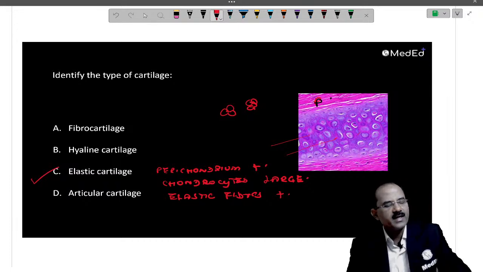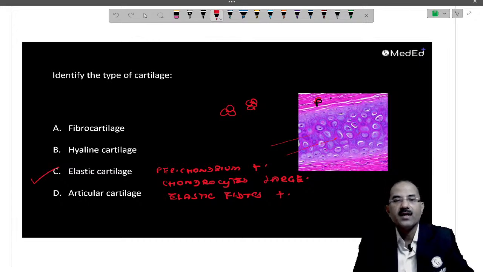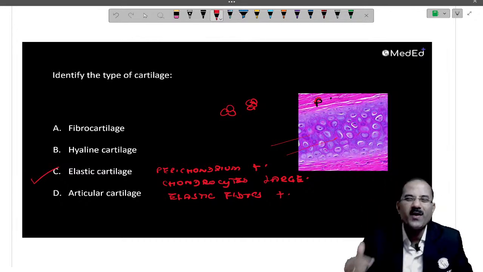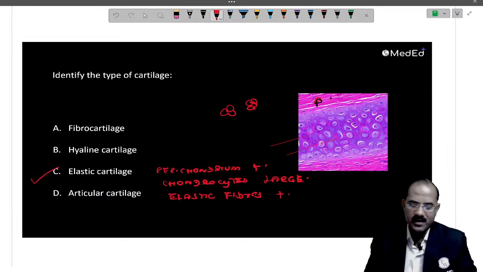And bacho, where do we get this elastic cartilage? Any guesses? In the pinna and in the epiglottis, we get this elastic cartilage. Pinna, epiglottis. Okay, white fibrocartilage examples I've told you. Hyaline cartilage examples I've told you.